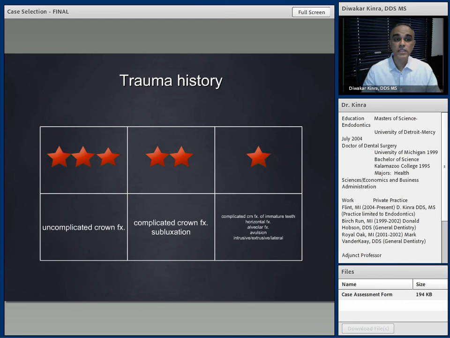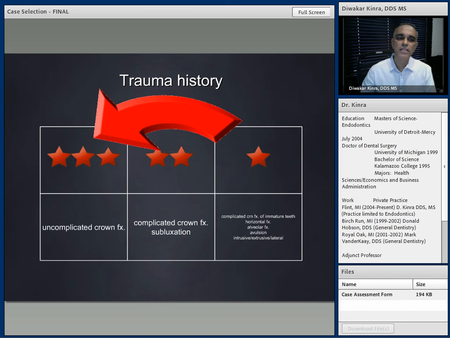So if you can treat these patients in your office and you know how to deal with them, they're going to love you for the rest of your life. They're going to be dedicated to you, and their whole team will probably come to you if you do a good job with them. Again, when it becomes complicated and they get luxation, subluxation, avulsion, intrusion, extrusion, lateral extrusion, we're going to want to know how to deal with these cases.